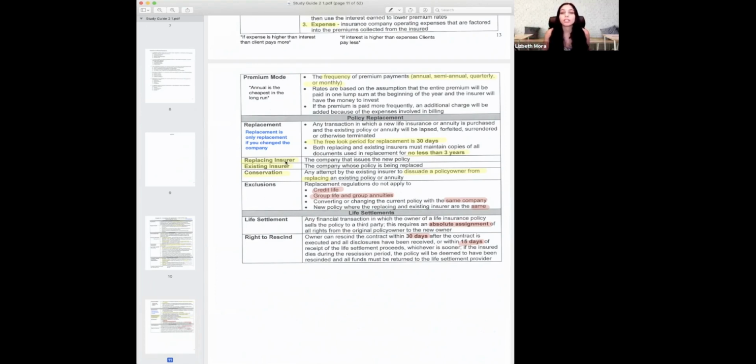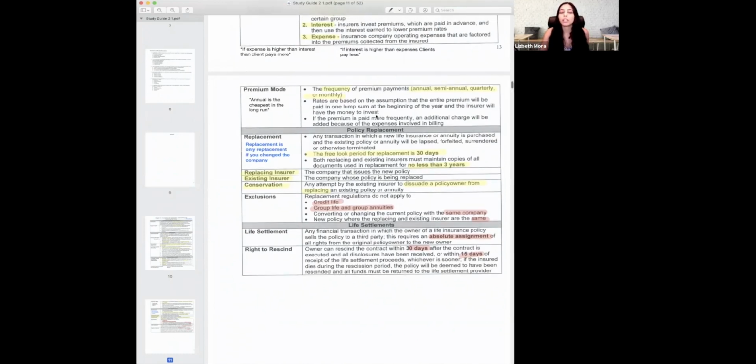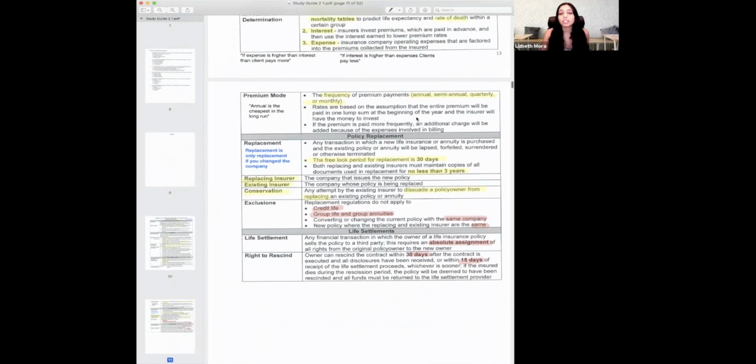If you see right here, it says annual is cheaper in the long run. What does that mean? Over the whole life of the policy, annual is going to charge you the least amount of the four. Why is that? If you look at the last bullet point, it says if premium is paid more frequently, then an additional charge will be added because of expense involved in billing. So basically, it's like a billing charge, right?